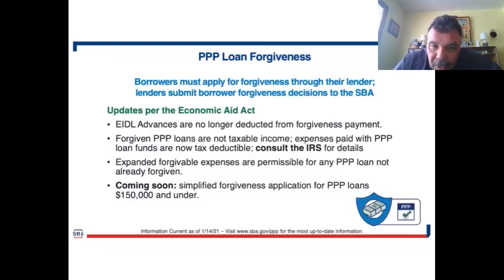We're going to have simplified forgiveness going up from $50,000 to $150,000. So for all of you folks out there, you bankers that were hedging your bets that would happen, congratulations, you won. You bet the right way. So if you're all in, you did pretty good for yourselves. I think that's it for this slide. Next slide, please.